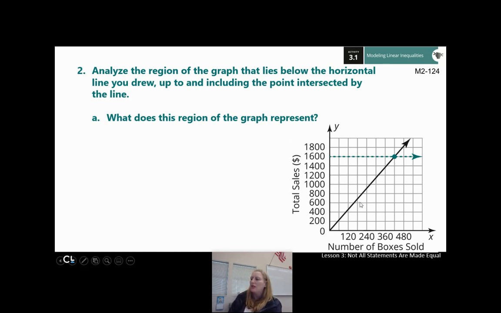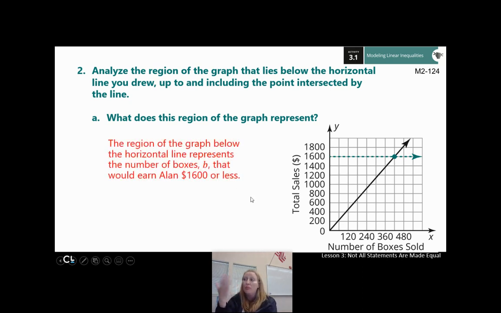So the region of the graph below that horizontal line, this chunk right here, represents the number of boxes B that would earn Alan less than $1,600, right? This would be $1,600 exactly, but anything below that would earn him less than $1,600, wouldn't it?